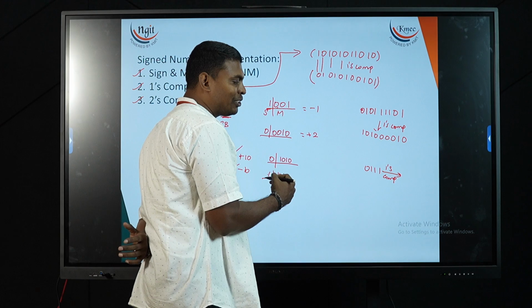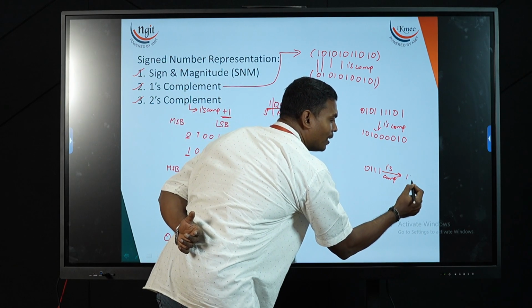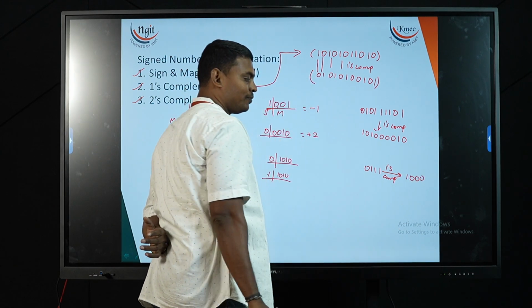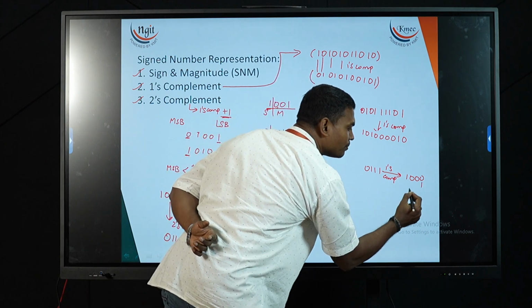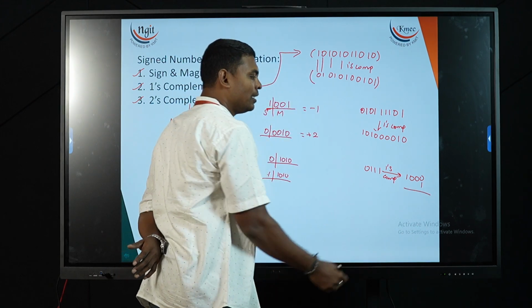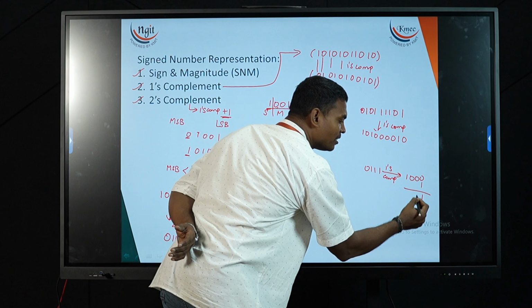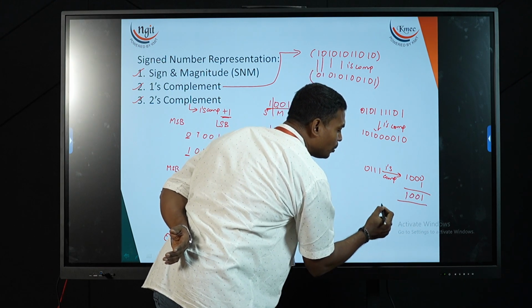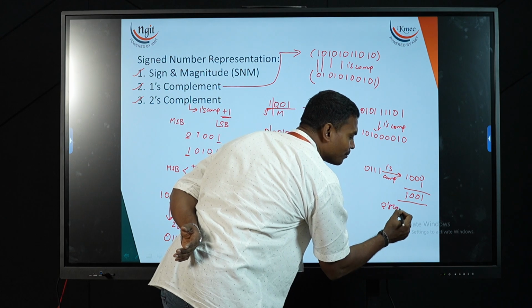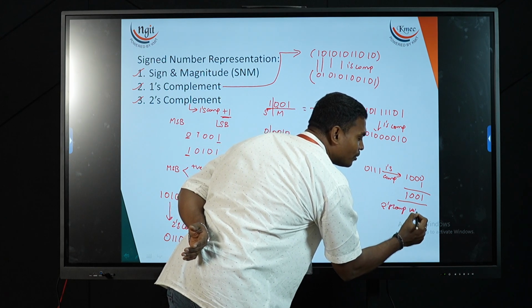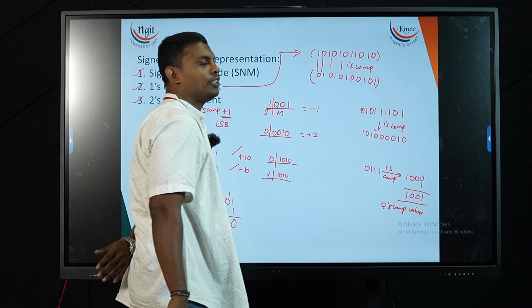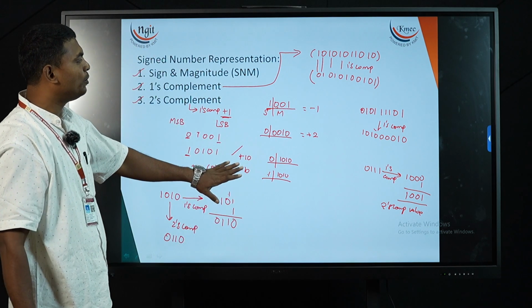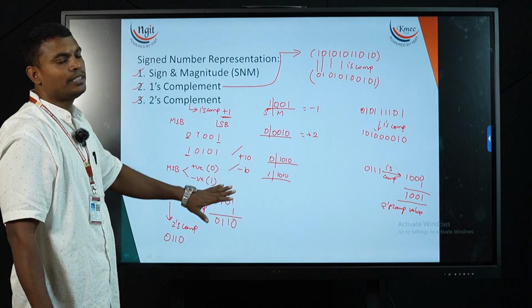When performing 1's complement, this becomes 1 0 0 0. Add 1 to this. What happens? 0 plus 1 is 1, 0, 0 and 1. So this is your 2's complemented value. So this is what you need to do for the complement technique.